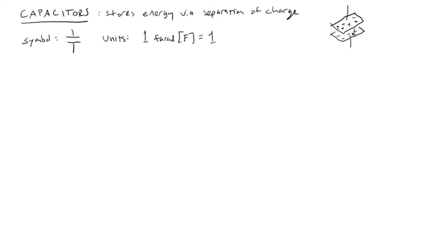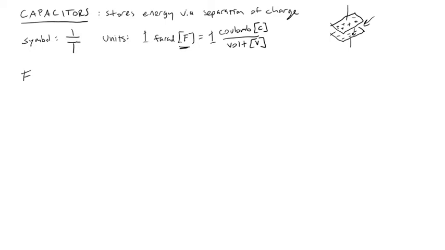1 coulomb per volt. But again, when you are building a circuit, you just buy or look for capacitors that are rated in farads. You're not actually worried about the details of what's physically going on inside them.